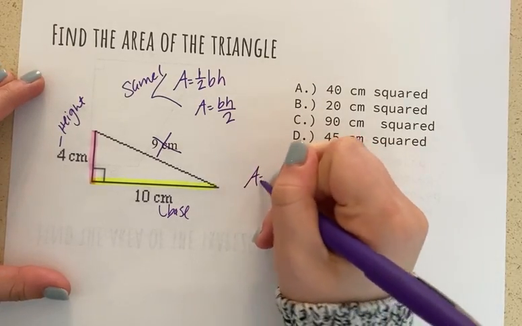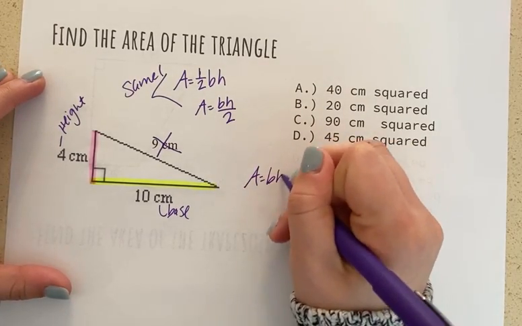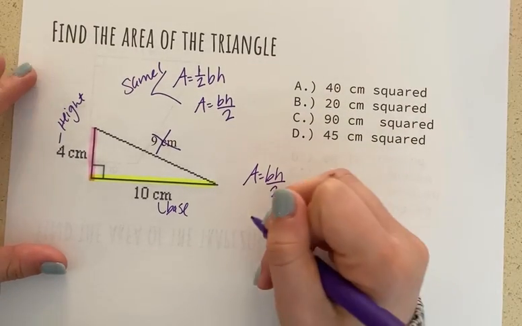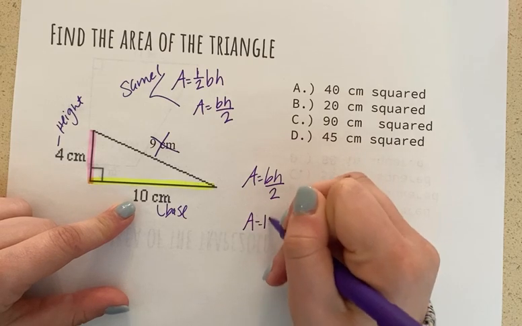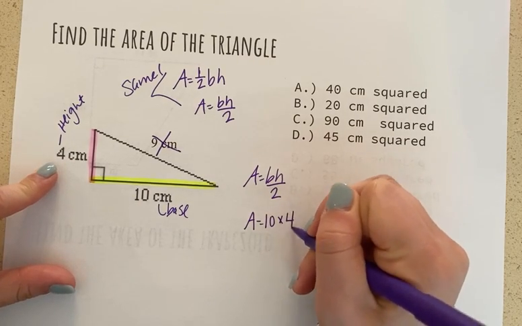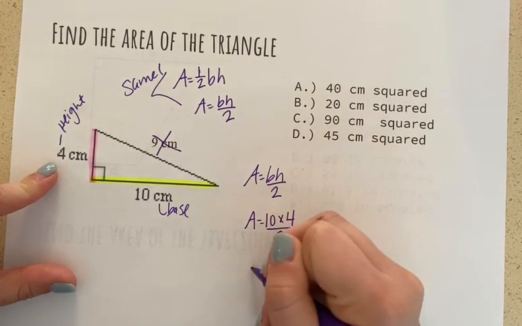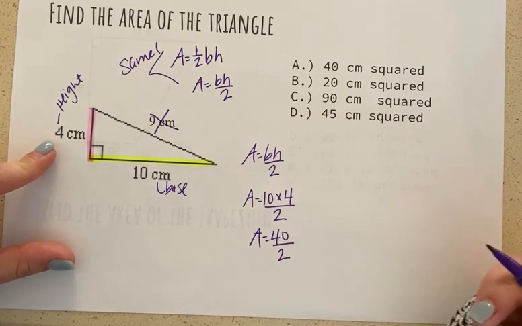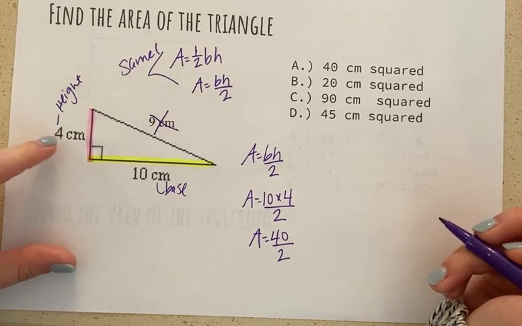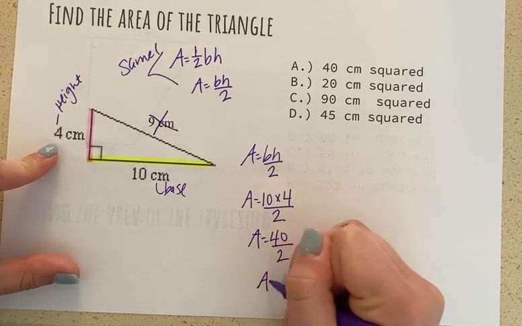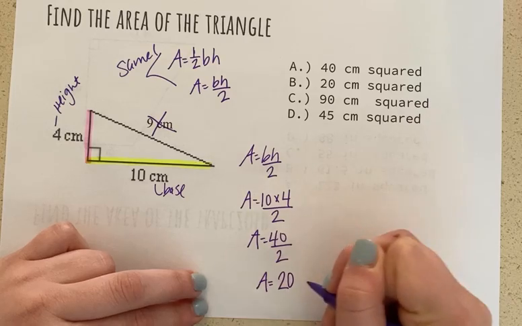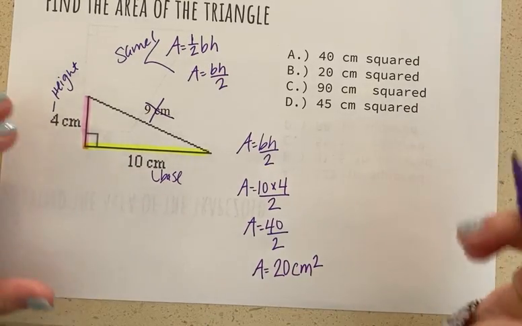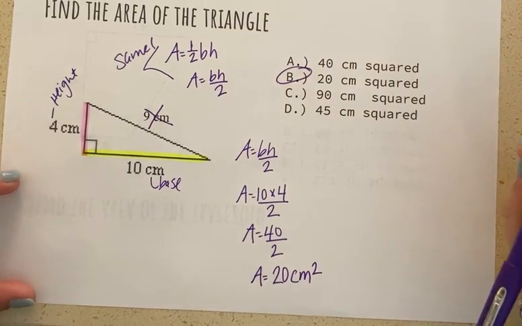All right, so now I'm going to substitute in. So I'm going to start writing area is base times height divided by 2. So area equals 10 times 4 divided by 2. So 10 times 4 is 40. But don't forget to divide it by 2. That is the most important part. So 40 divided by 2 is 20. What are these? Centimeters squared. So answer choice B is correct.